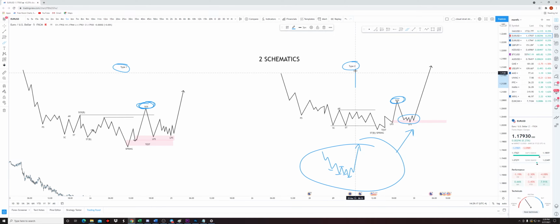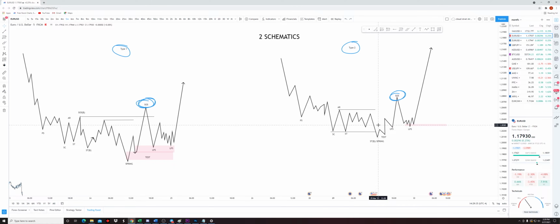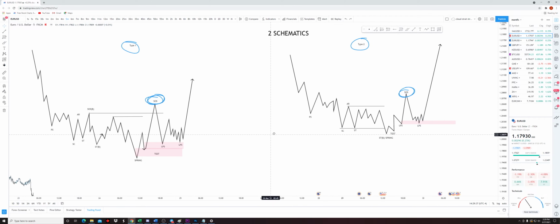So it's a what? A type 2, because that STB right there acts as an STB slash spring, right? Then your test, there you go, and your markup. And you can be involved in any of these positions. Now, the most important thing, again, we're going to look at this on real charts in a second, but the most important thing for you to understand after all of this is the following.